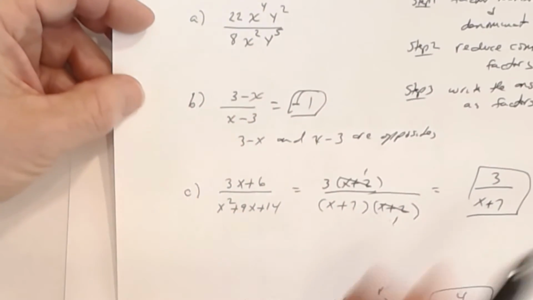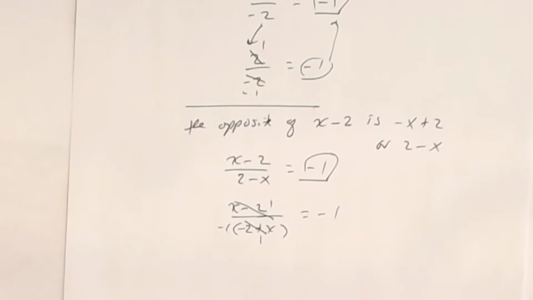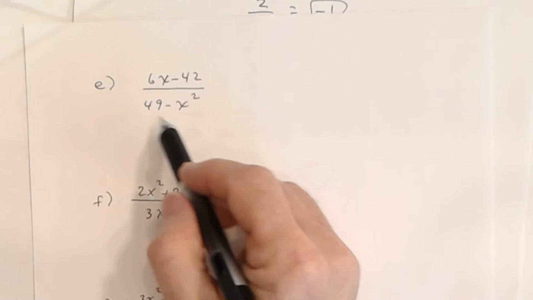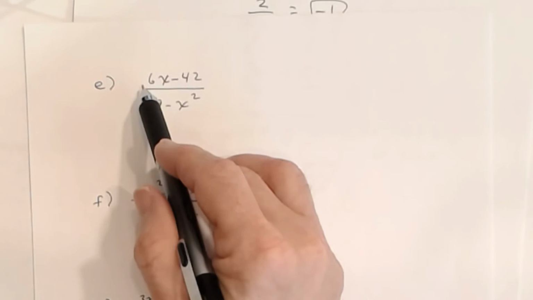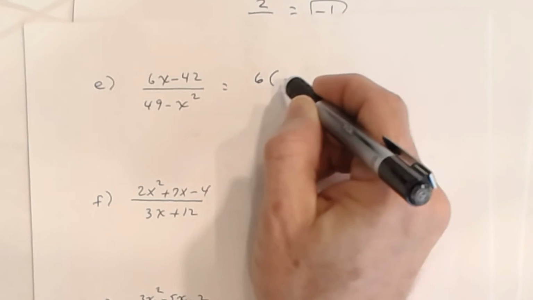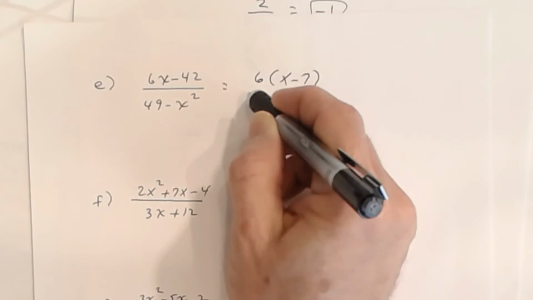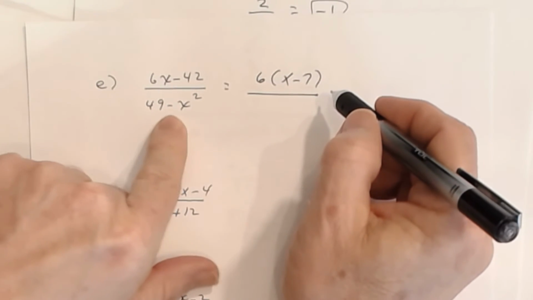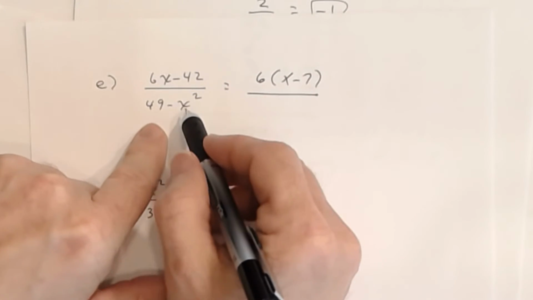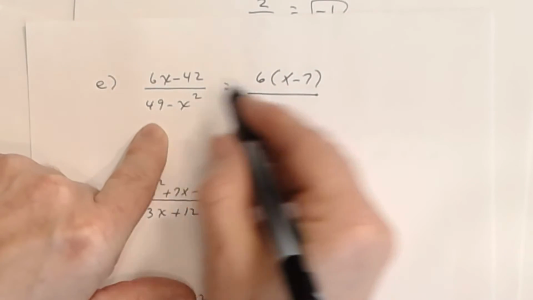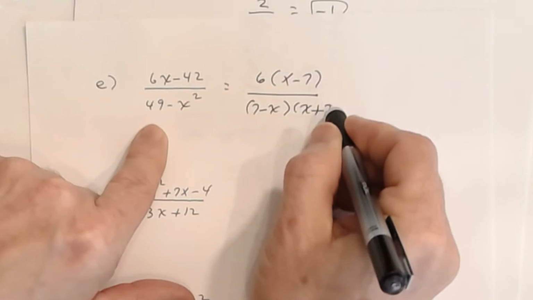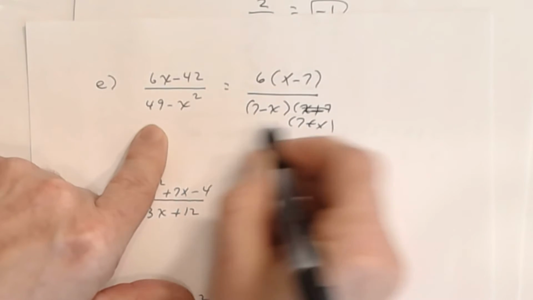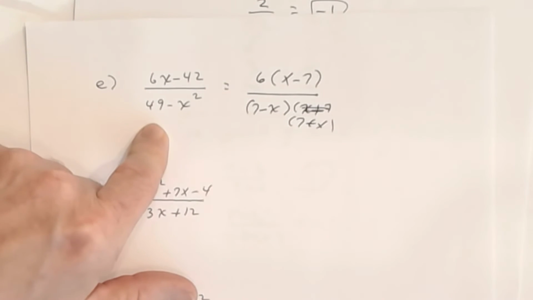Okay? Now that's going to take us to E. So let's look at E. In E, we're going to simplify this rational expression. The first thing you're going to use is factoring. So I can factor out a 6. So this is 6 times x minus 7, divided by the difference of two squares. Now leave it like this. Don't change it around. When you factor this, you get 7 minus x times 7 plus x.